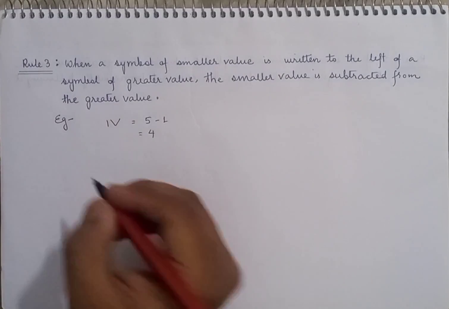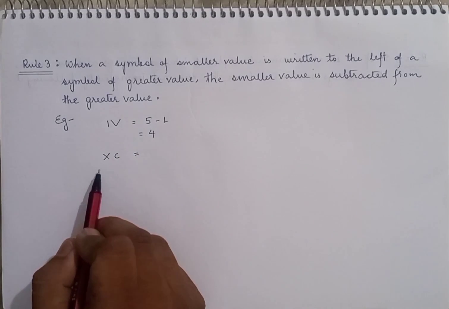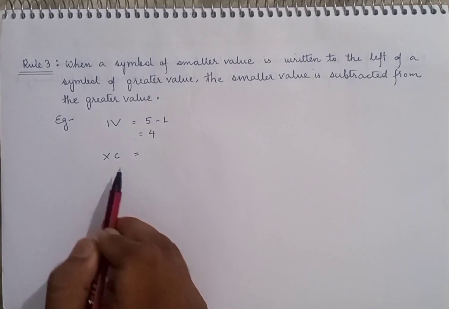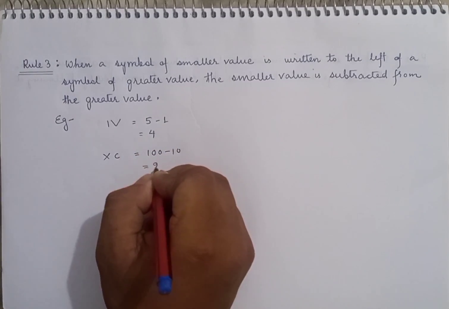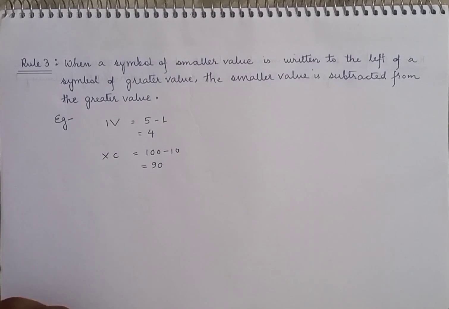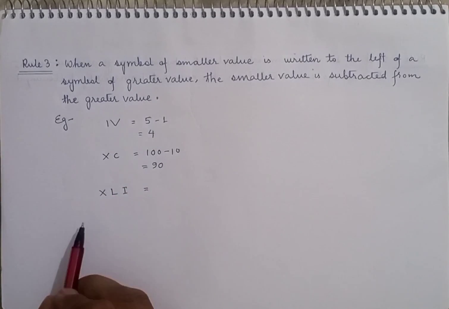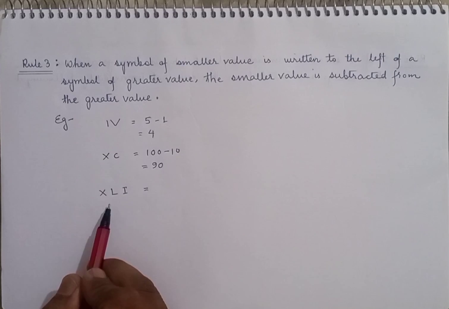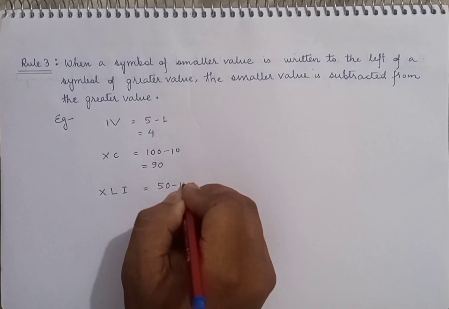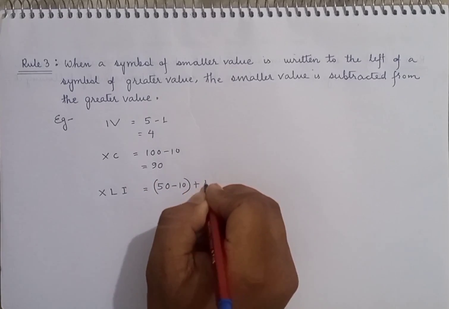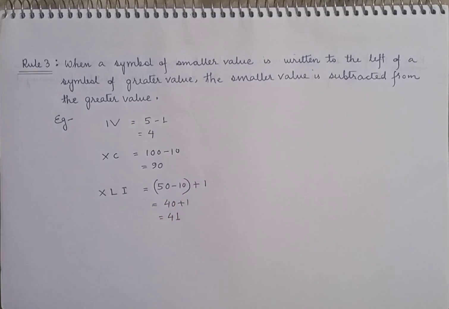Okay, let's take another example. X and C. The value of X is less than the value of C, so there will be a subtraction. 100 minus 10 is equal to 90. Let's take one more example. X, L and I. The value of X is less than the value of L. L is 50 and X is 10. So this will be 50 minus 10 plus 1. So this is 40 plus 1, which will give you 41.